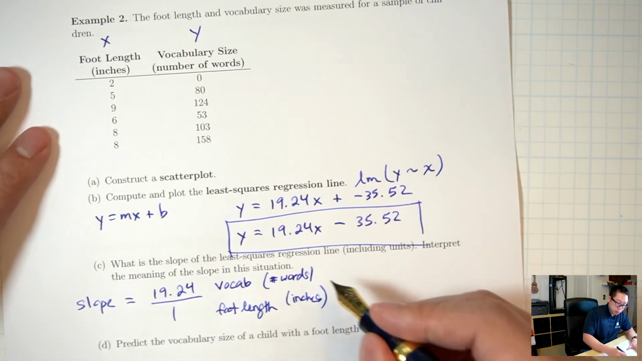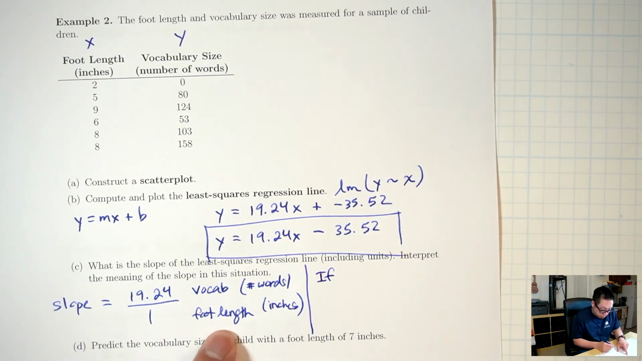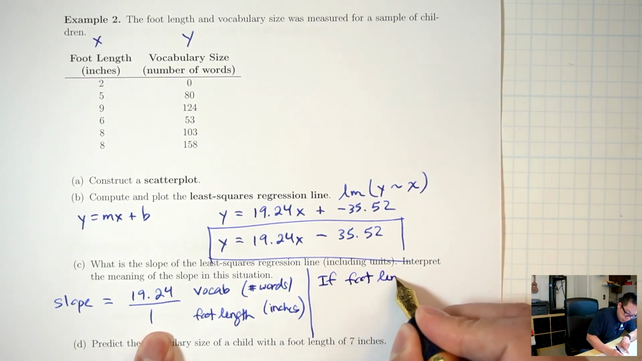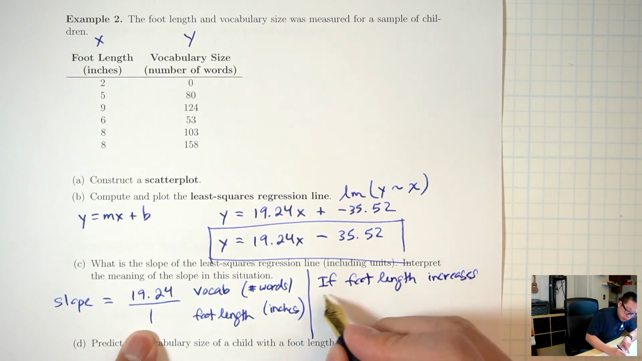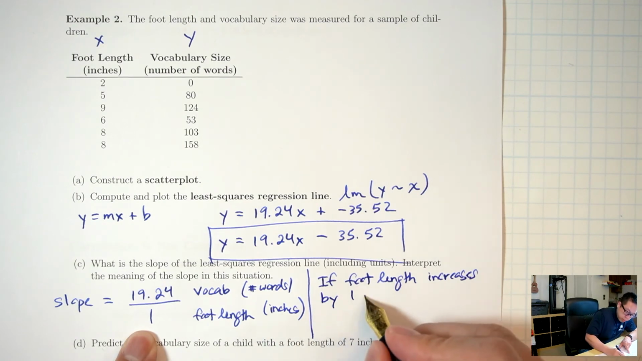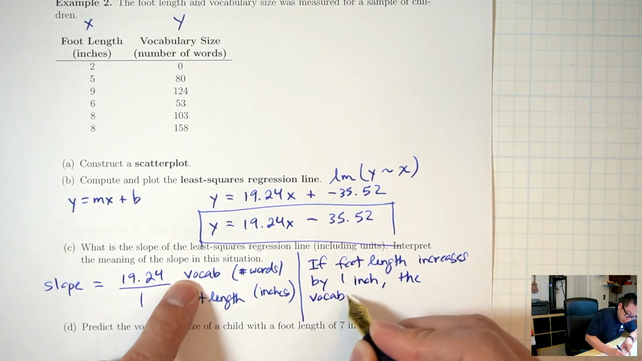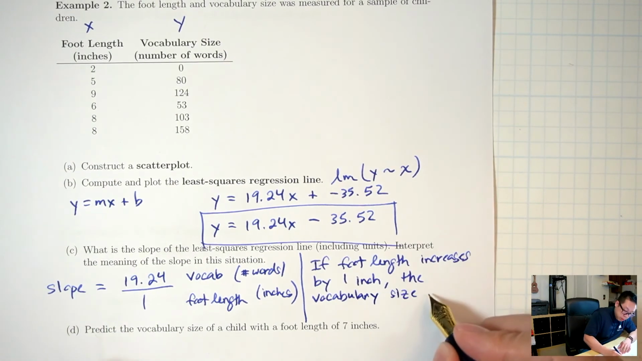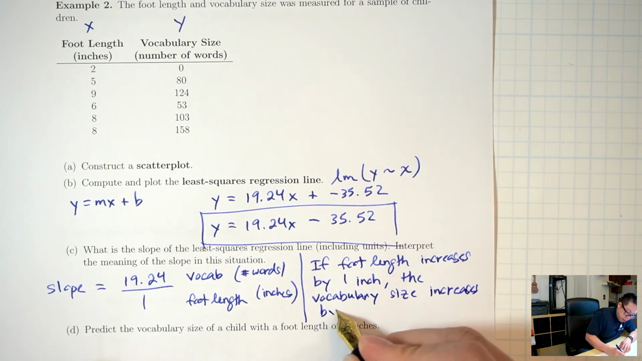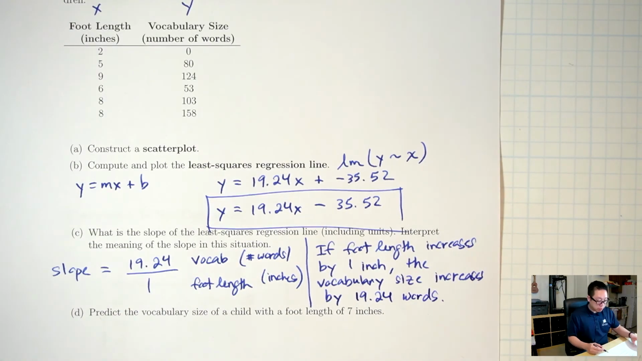And then interpret the meaning of the slope in this situation. The interpretation is going to be: if the foot length increases, and I say increases here because that's a positive 1, increases by 1 what? 1 inch. The vocabulary size increases or decreases? This is a positive 19.24, so it increases by 19.24 words. If the foot length increases by 1 inch, the vocabulary size increases by 19.24 words.